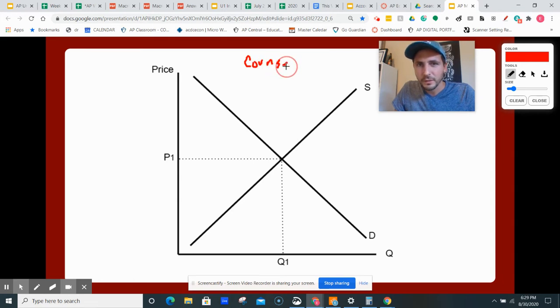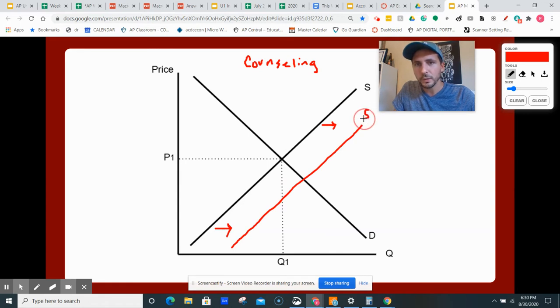Counseling service. We have a new technology where instead of using humans, we're using artificial intelligence to counsel people. So when that happens, we assume we are more productive. So we assume that businesses are going to supply more counseling as a result of this new innovation that makes them more productive. So supply is going to shift to the right. We show that by drawing two arrows and a parallel curve. An increase of supply is shifting to the right.